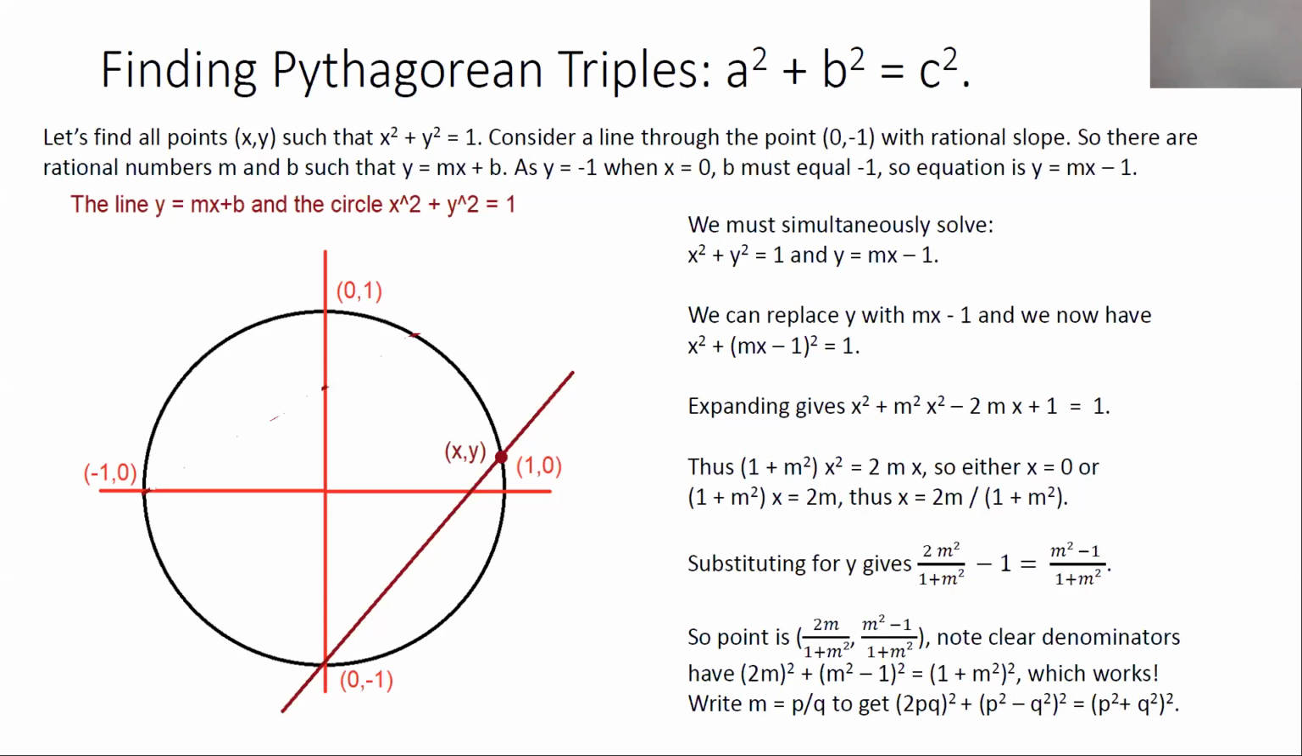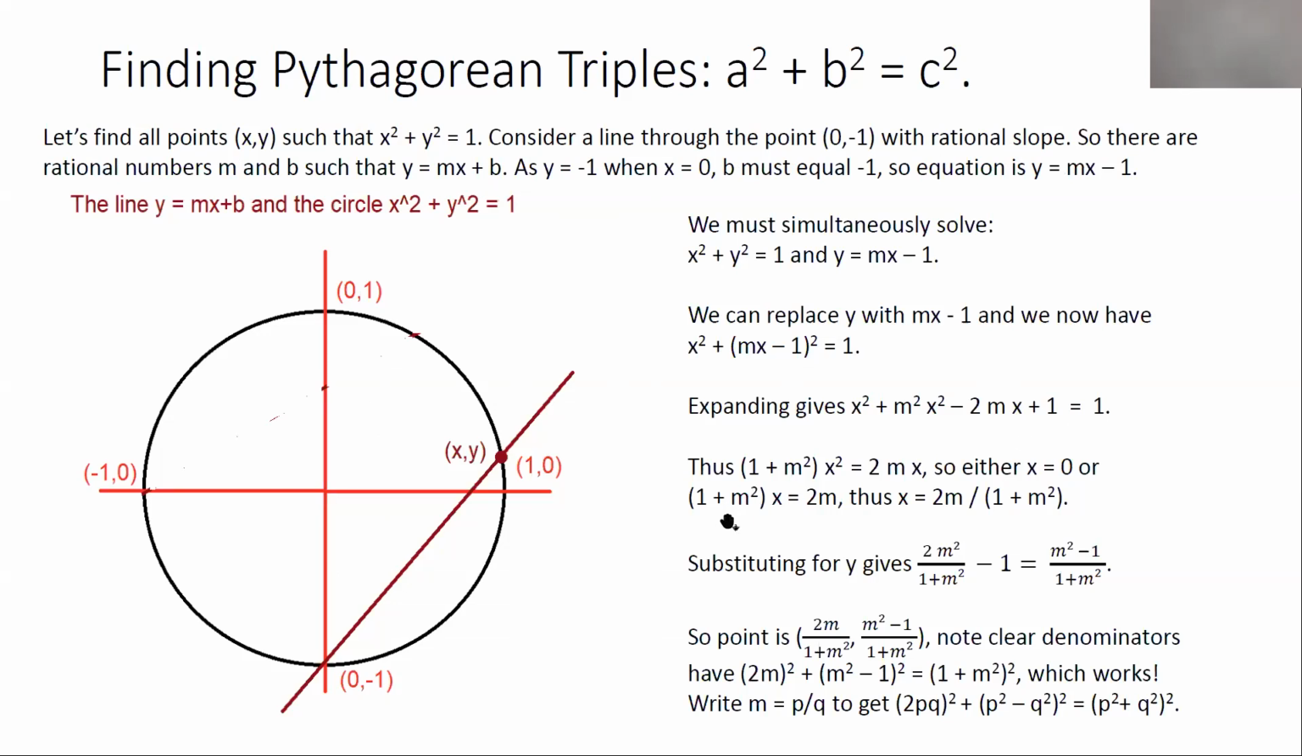And so we have x squared plus y squared equals 1 and y equals mx minus 1. So we can substitute for y and we get x squared plus (mx minus 1) squared equals 1. And remember how we expanded out mx minus 1? When we expand out, we get x squared plus m squared x squared minus 2mx plus 1 equals 1. What cancels? The ones cancel.